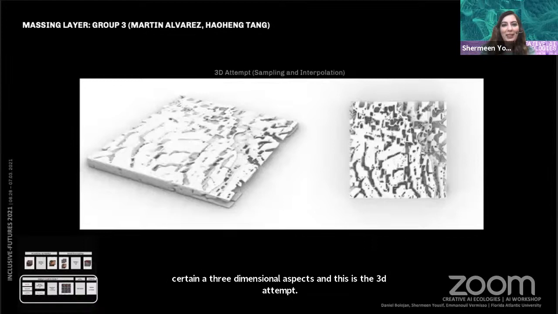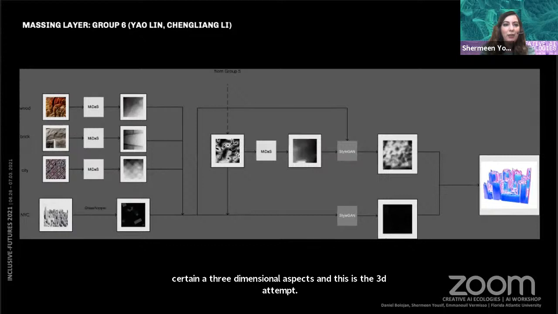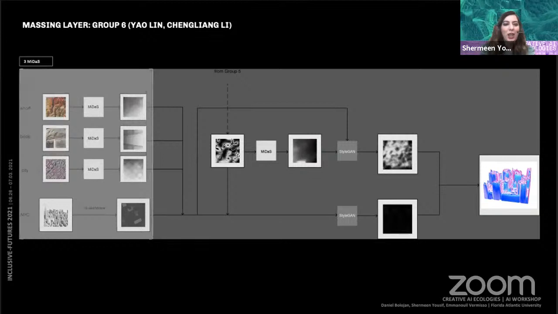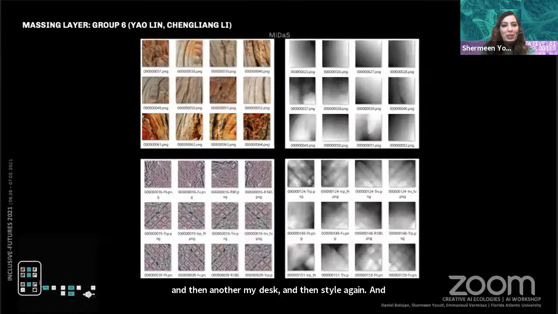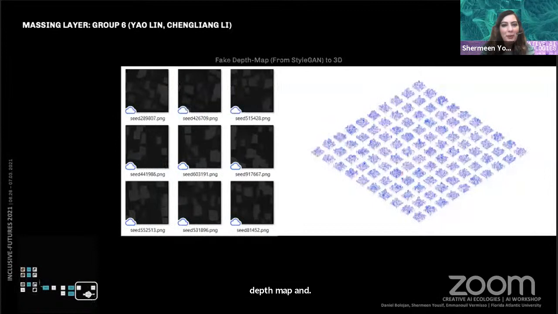The sampling and interpolation. The last two groups in this case were also tackling this massing and three-dimensional approach with a different approach, starting with MiDaS, the network that actually predicts this depth map, and then another MiDaS, and then style again, and then the 3D sampling. We'll see their results. So these are the results where they actually had these urban images and their depth maps, and other natural patterns and also their depth maps. And then these depth maps were used for StyleGAN, and then the StyleGAN results were informing three-dimensional attempts.